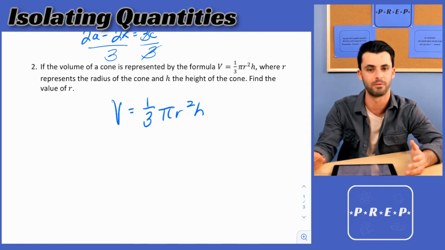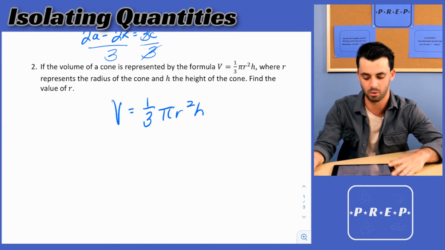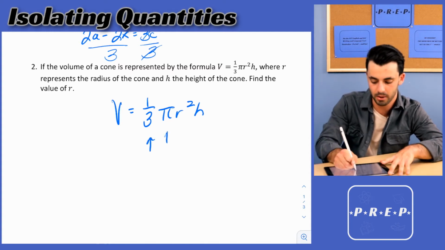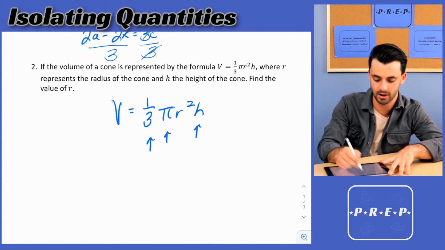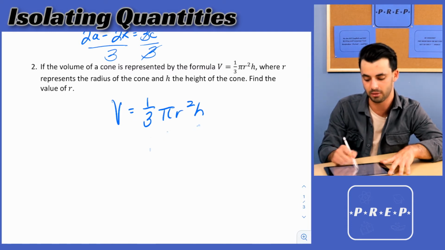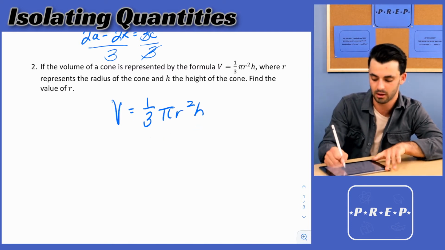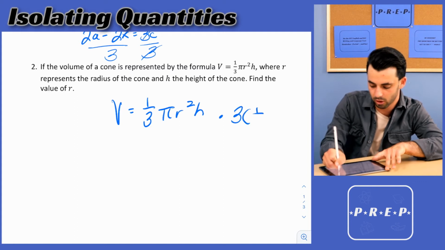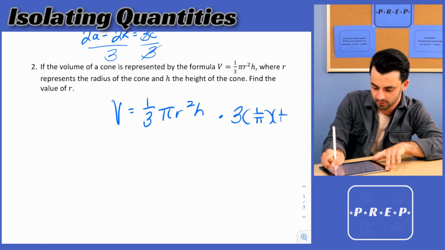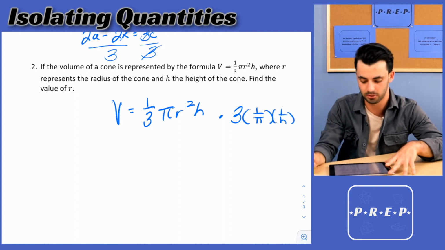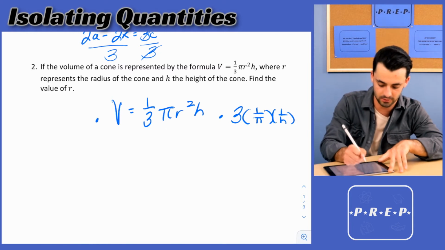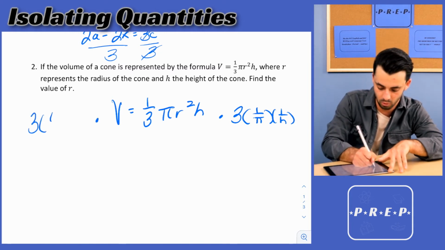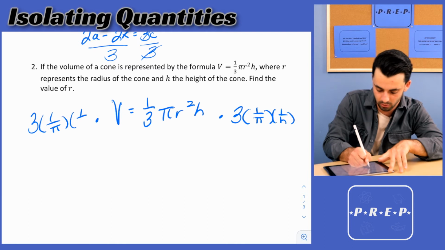But they want us to solve for r here. So how are we going to do that? Well, we have to get rid of the 1/3 pi and h on the right-hand side. We're going to do that by multiplying by the reciprocal of each, so multiplying by 3, 1 over pi, and 1 over h. And whatever I do to the right, I want to do to the left. So let's do the same on the left-hand side: we're going to multiply by 3, 1 over pi, and 1 over h.